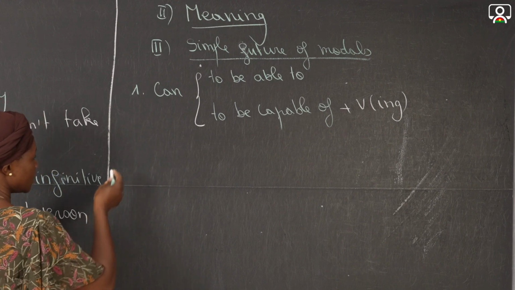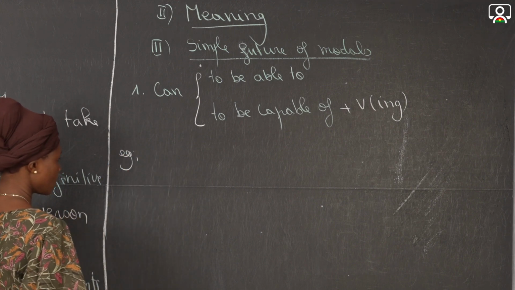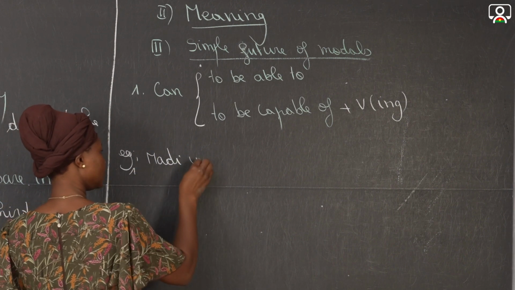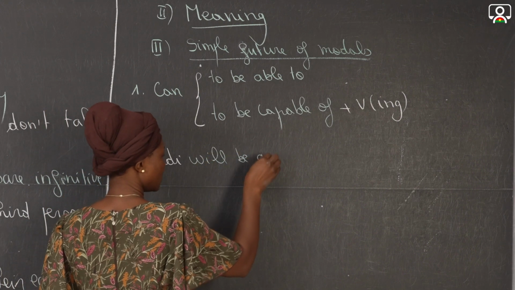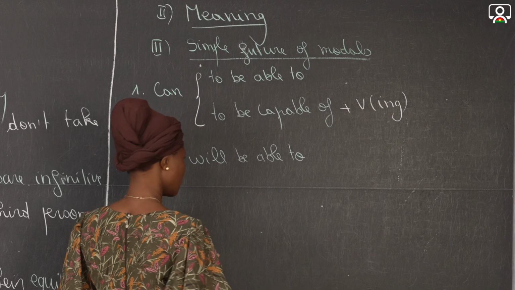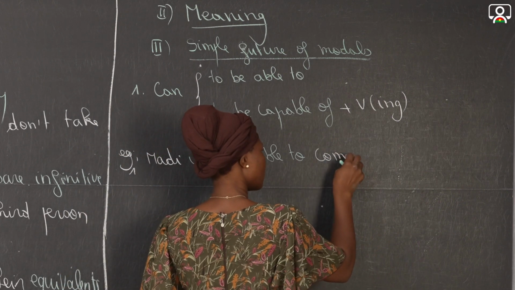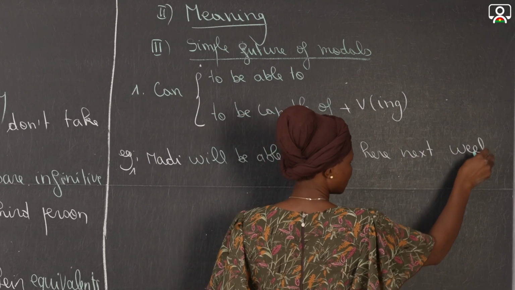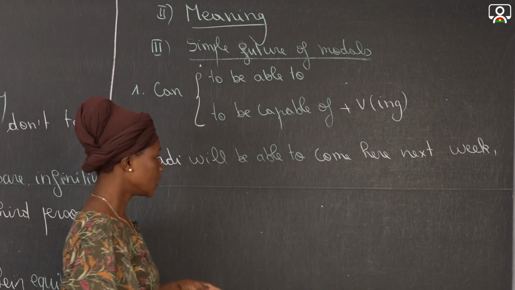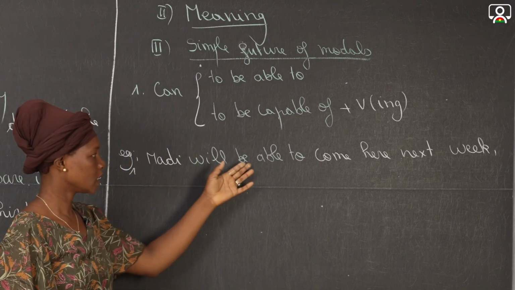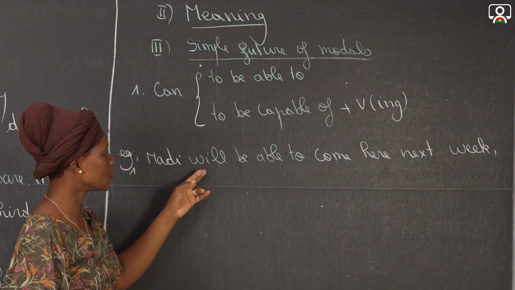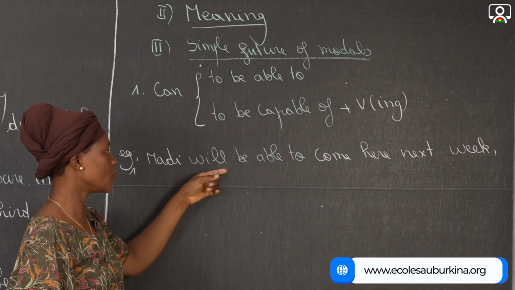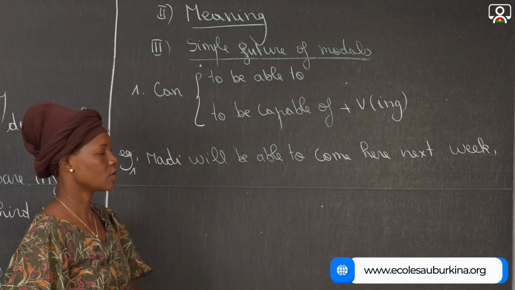Let's take some examples. Example 1: Maddie will be able to come here next week. So here it is can, that I conjugate in the simple future. I cannot say Maddie will can, so I use its equivalent. So Maddie will be able to, now plus the verb.